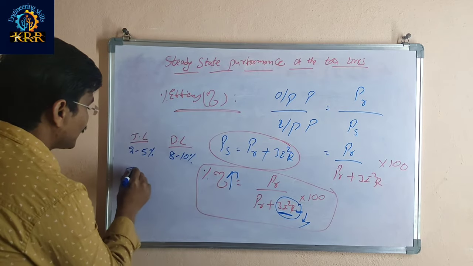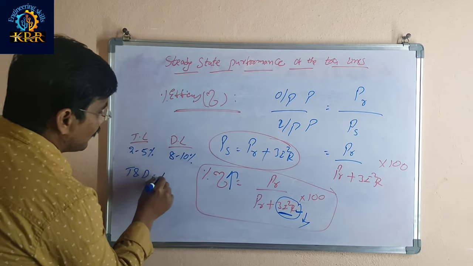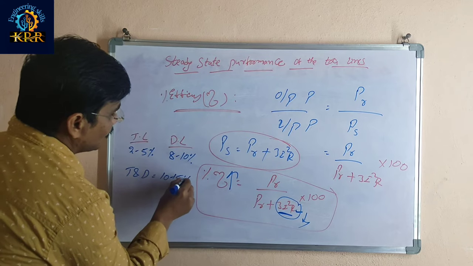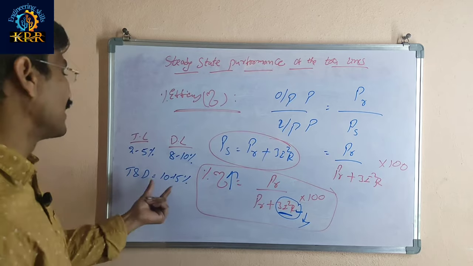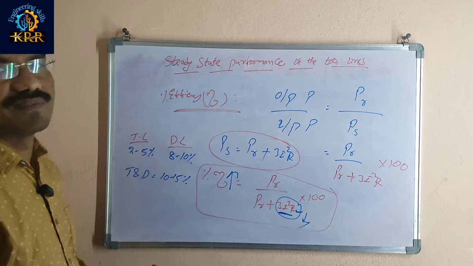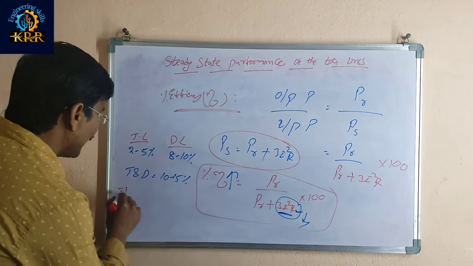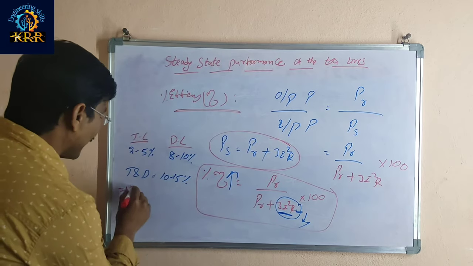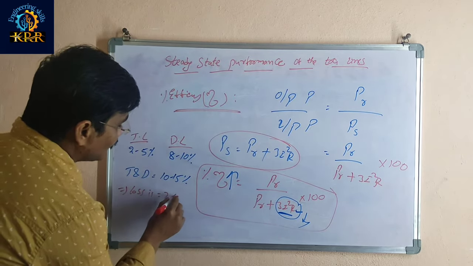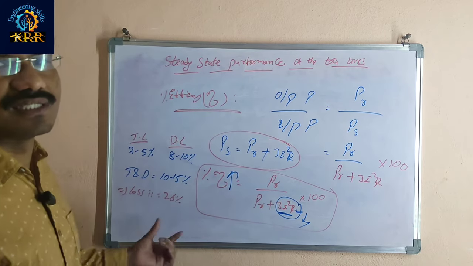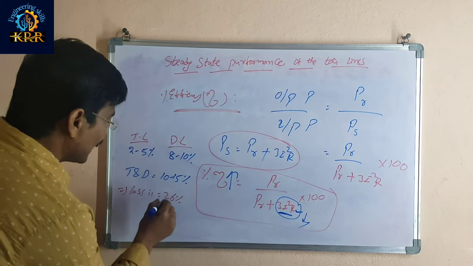Total transmission and distribution losses is 10 to 15%. But in our India, the losses is 26%.